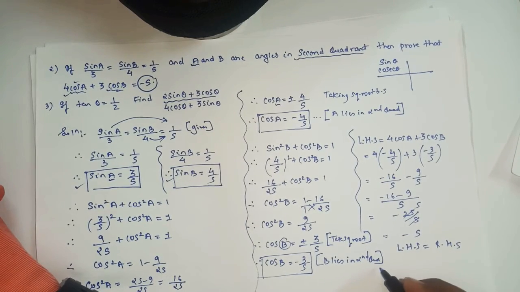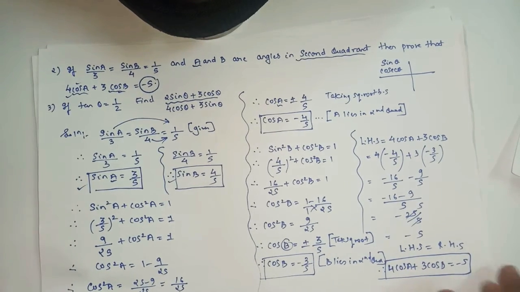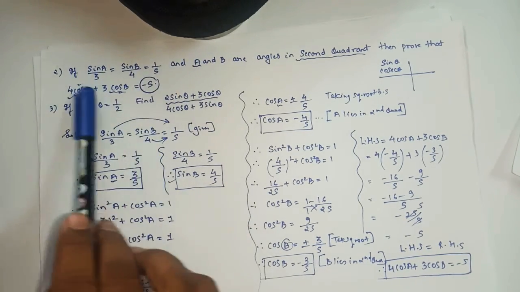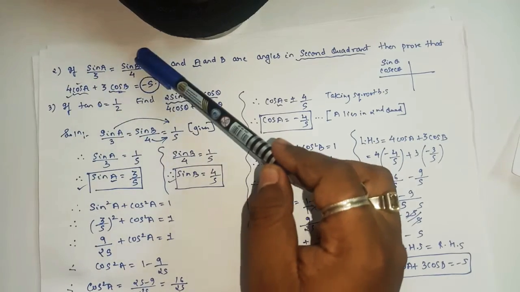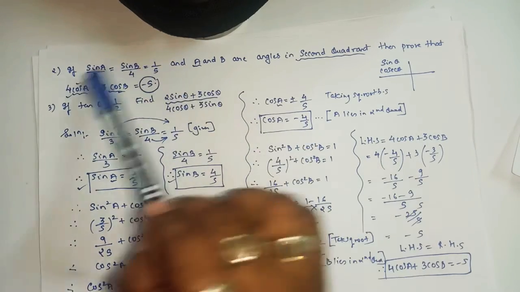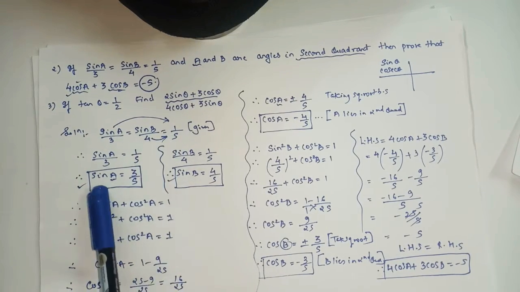Your left hand side was 4 cos A plus 3 cos B, and your right hand side was minus 5. Hence it is proved. The sum was very easy and simple. Okay, here one sum was given. It was sin A upon 3 is equal to sin B upon 4 equals 1 upon 5. As all the three ratios are equal, we can consider two parts to get the answer.